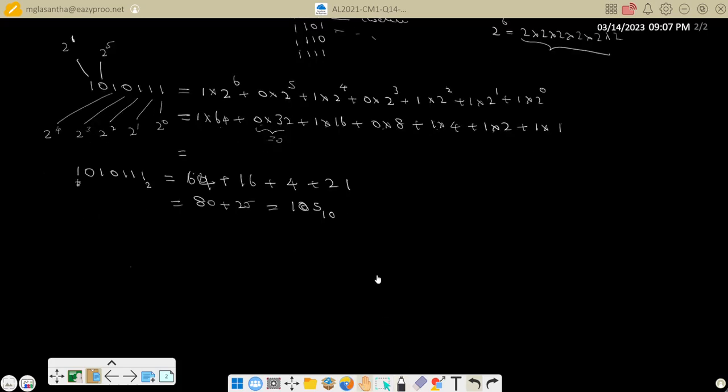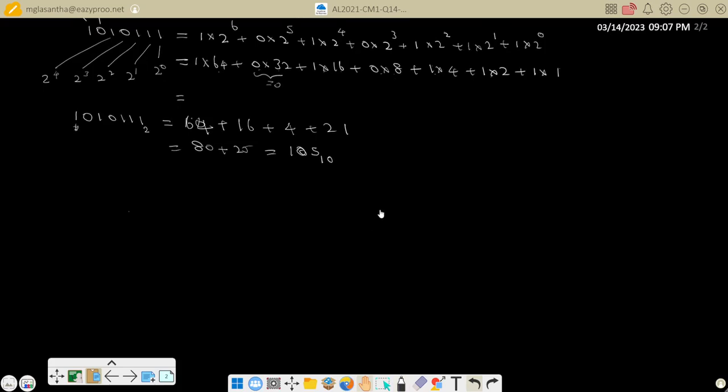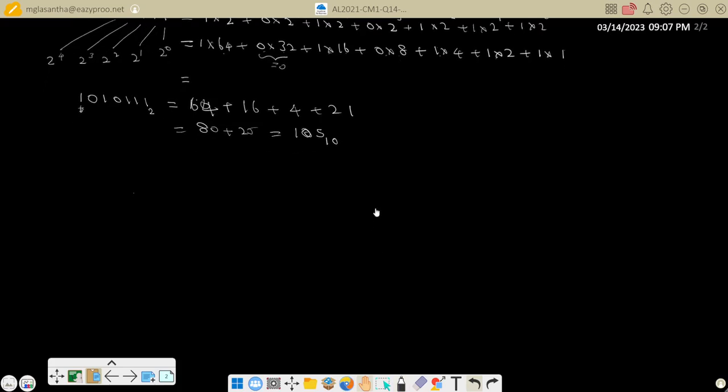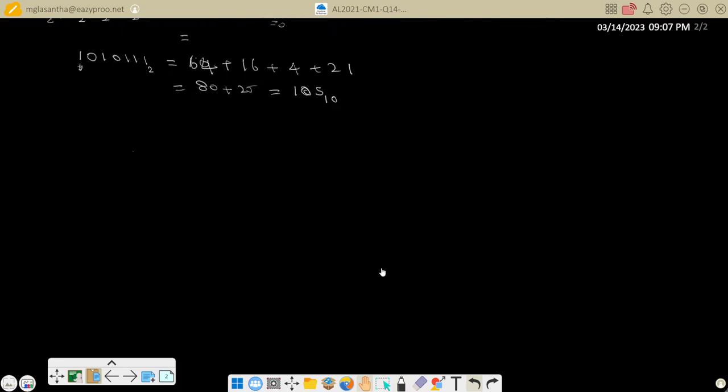a very easy method, because I asked you to write down that pattern, right? But without writing that pattern, let's say you want to convert one number into binary. So there we have two methods, right? Two methods.